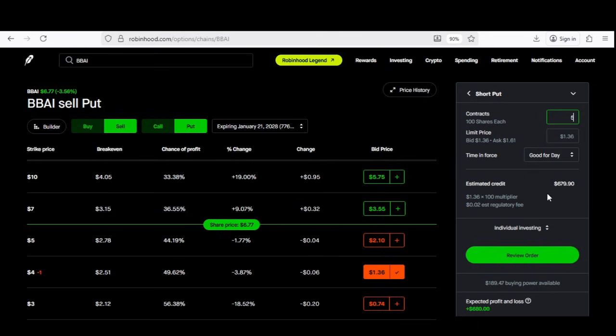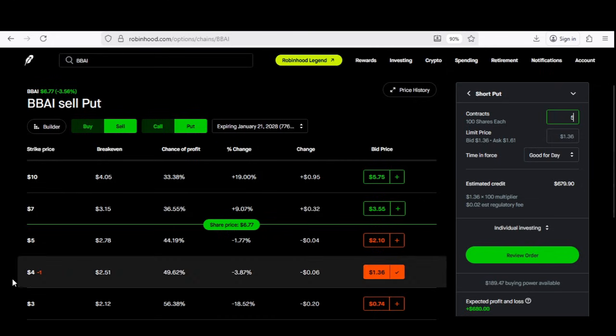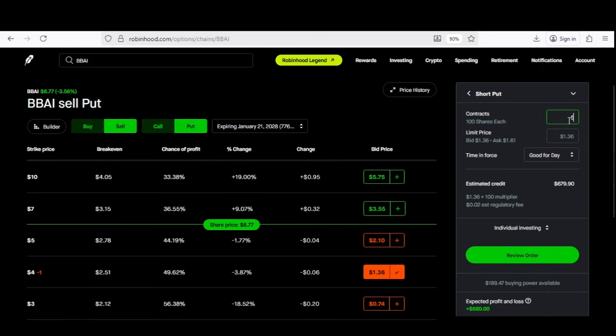Step number 2, in order for you to go ahead and execute this option strategy, you will need to leave a collateral. That is the most important criteria. Your collateral for this particular contract is going to be your strike price right here, which is $4 multiplied by 100 shares, which is $400 per one contract. The fact that I'm going to do 5, I'm going to multiply that 400 by 5, and that's going to give me $2,000.